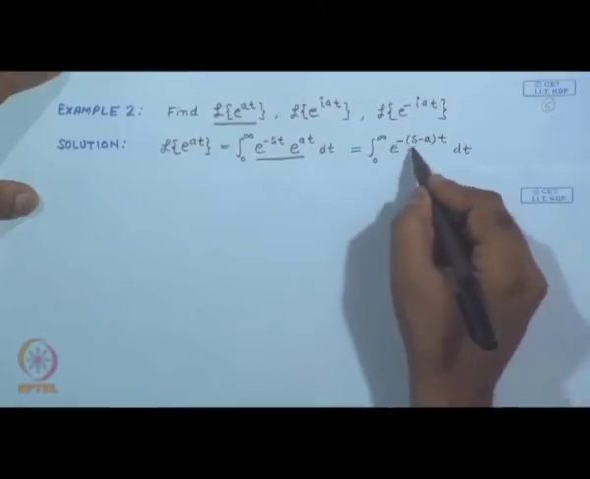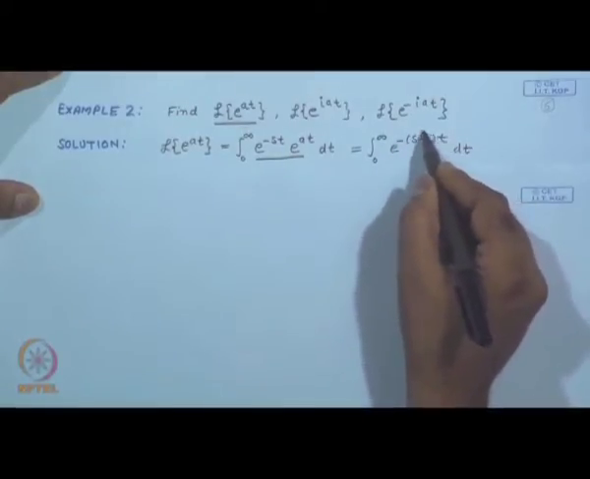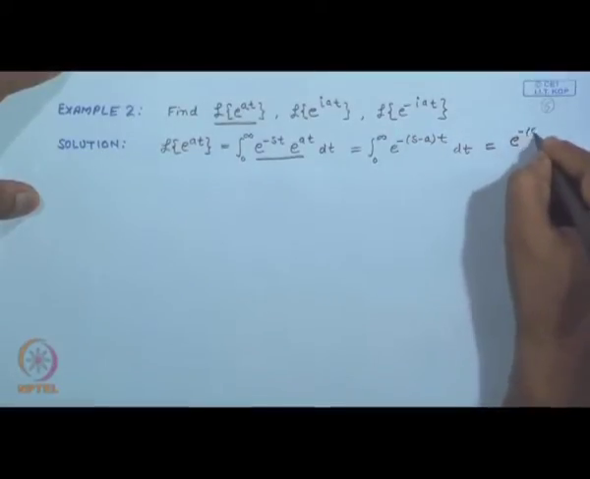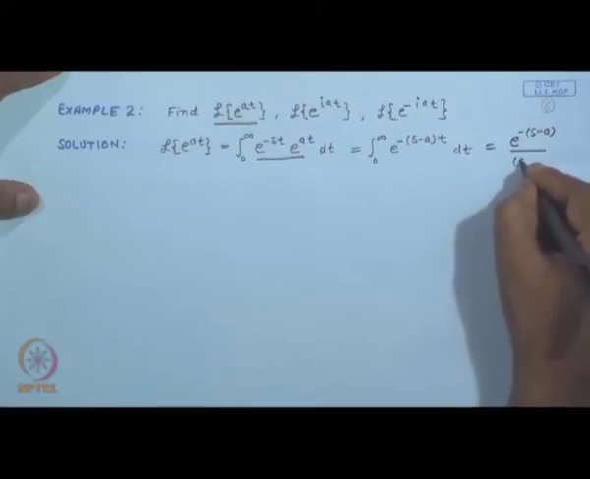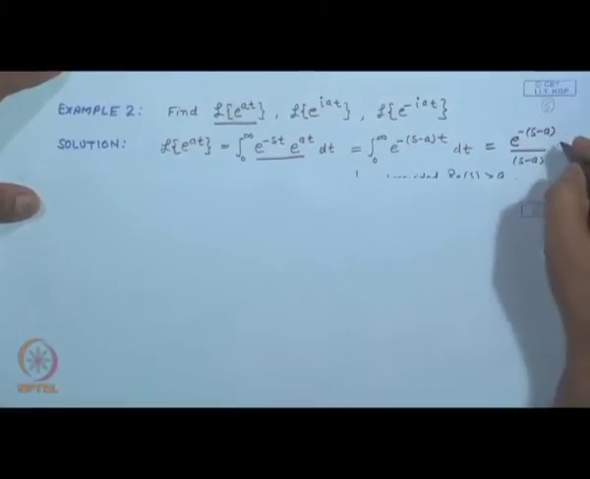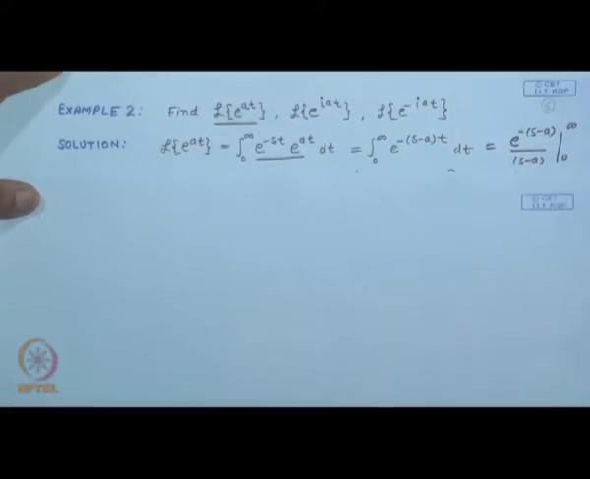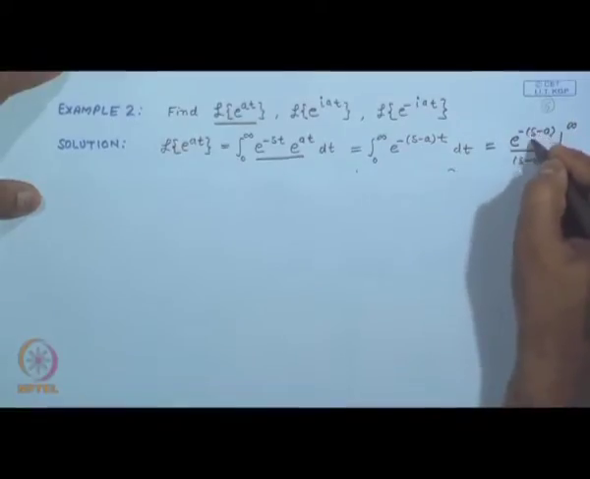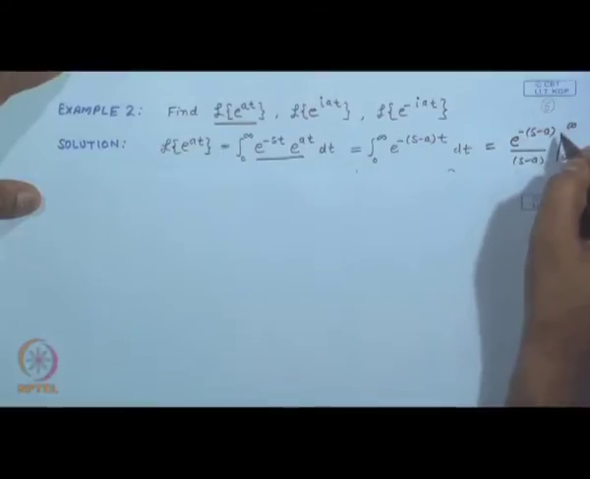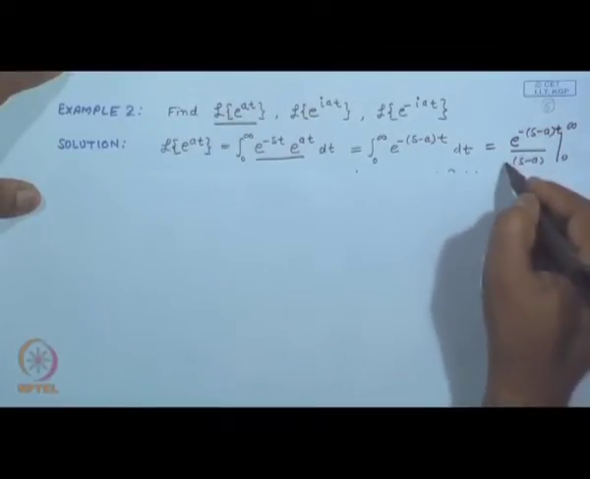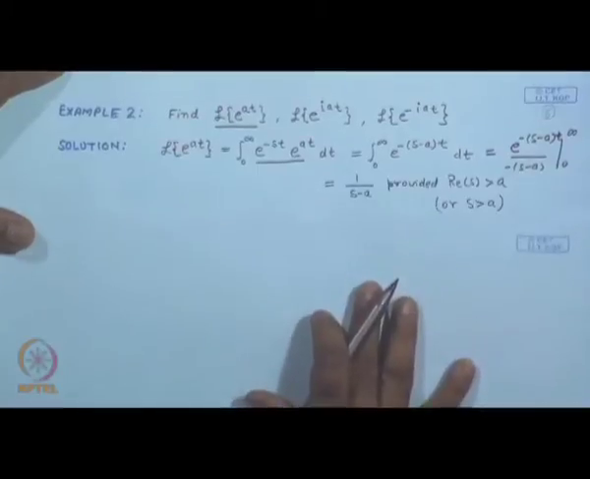So, we have here e^(-(s-a)t). Again if we integrate this, it is nothing else than e^(-(s-a)t) over minus (s minus a), with the limits 0 to infinity. Again, if this s minus a is positive, let us take s to be real. If this is positive, then again when t approaches infinity, this limit will be 0, and as t approaches 0, we will get simply 1 over s minus a.